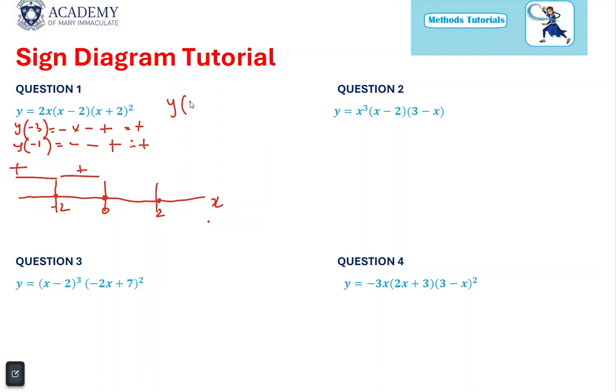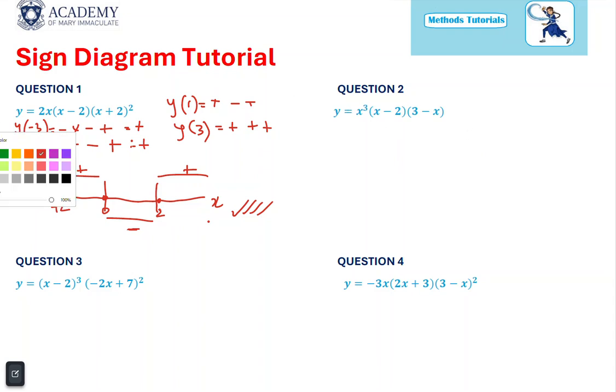Y of 1 will be positive. 1 minus 2 is negative, and that will be positive because it's something squared, so that gives me a negative. And y of 3 is going to be positive, positive, positive, therefore we're up here positive. So we have positive, 0, positive, negative, positive. That's the sign diagram for this particular polynomial.